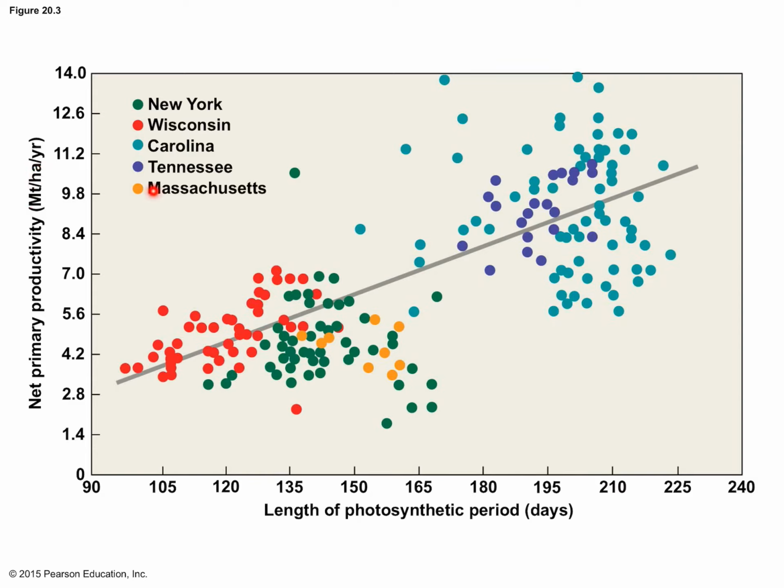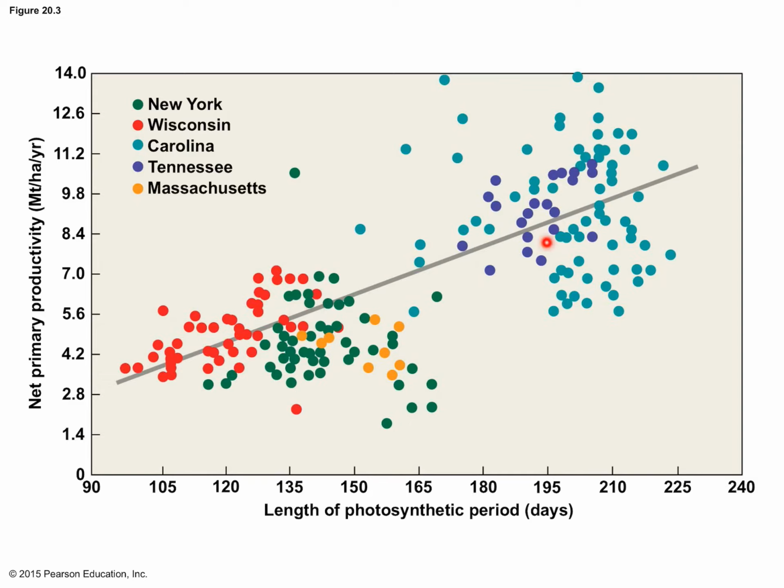You see we have different areas of the U.S., different states: New York, Wisconsin, the Carolinas, I guess is what they're saying, Tennessee and Massachusetts. You can see that Wisconsin, New York, and Massachusetts are down here, quite a bit lower net primary production, but again correlated with a shorter growing season, obviously. Spring starts later, fall comes sooner, right?